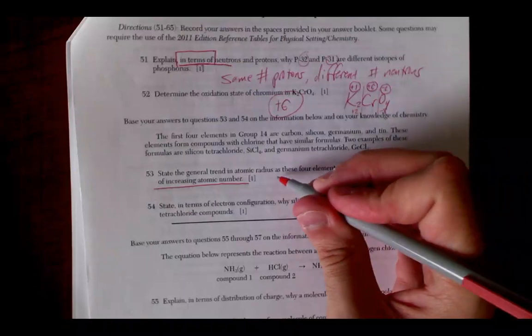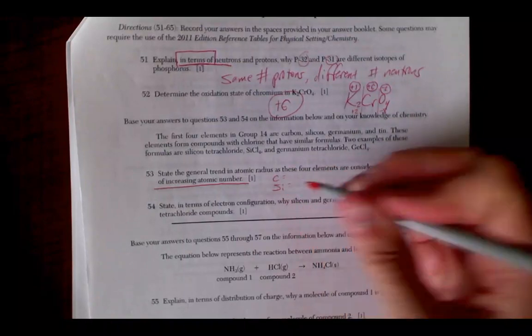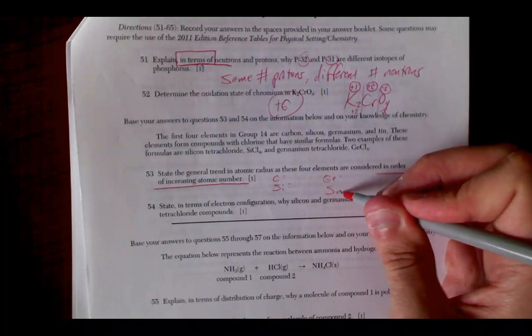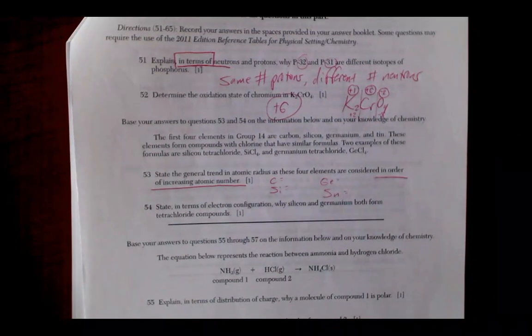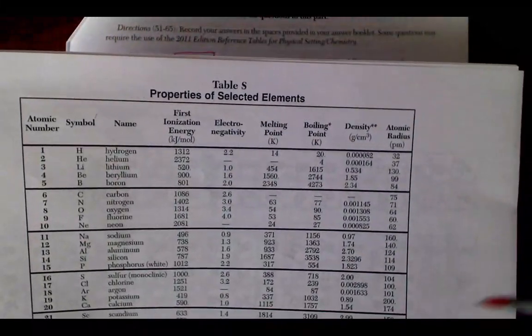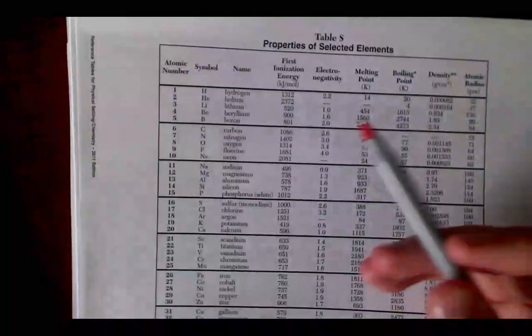So I'm going to list them here. Carbon equals this, silicon equals this, and then it's going to be Ge and Sn. And we're just going to see how big these atoms actually are. They are on the reference table. If you turn to the page, table S right after your periodic table, atomic radius is right there. We've used it before during this test, actually. And let's just look it up.